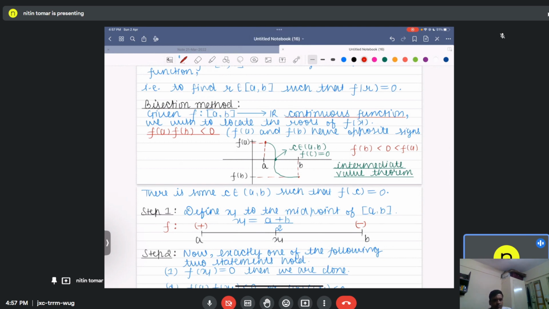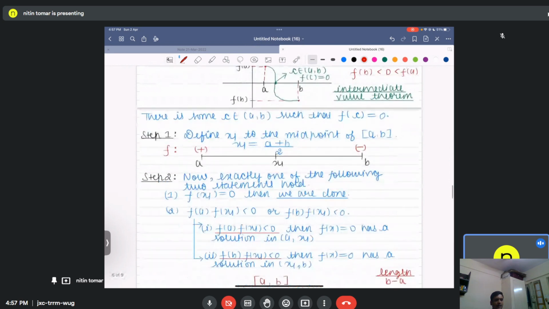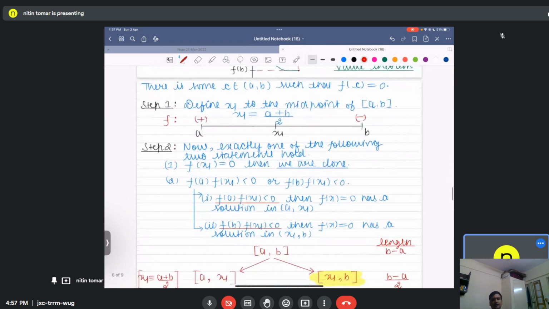So you just take x1 to be the midpoint, because there will be some root between a and b. We don't know that root, obviously. So you just take the midpoint. Now at x1, f will have either a positive value, or a negative value, or zero value. If it has zero value, then we are done, right?